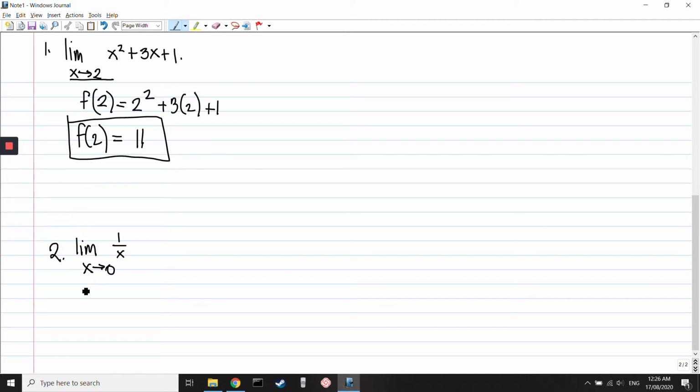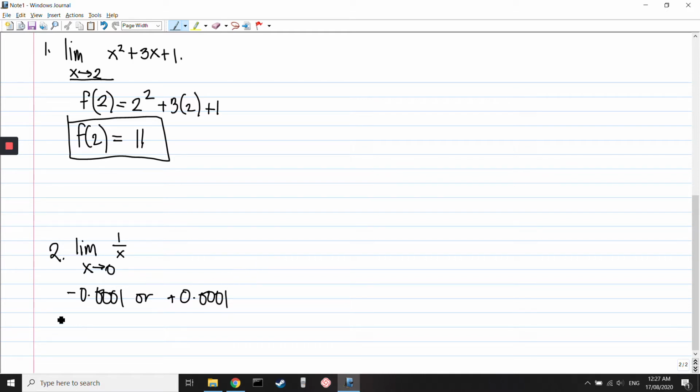Example number 2. The limit of 1 over x as x approaches 0. First, assign a very small number close to 0, which could be negative 0.0001 or positive 0.0001. It is very important to check the values near the limit for both left and right of the limit.